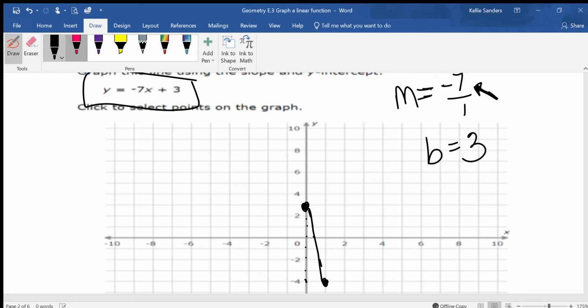But sometimes you may not have enough room on your graph to go down 7. Maybe we need to go up 7, and that would be fine. 1, 2, 3, 4, 5, 6, 7. But if I went up 7, I haven't taken care of the negative yet. So to take care of the negative sign, I would have to go left 1, which would be a negative 1, and see how all of those are in the same line. That's all you'd have to do.